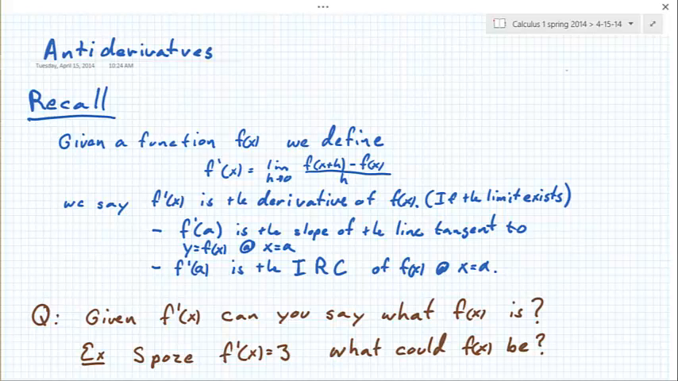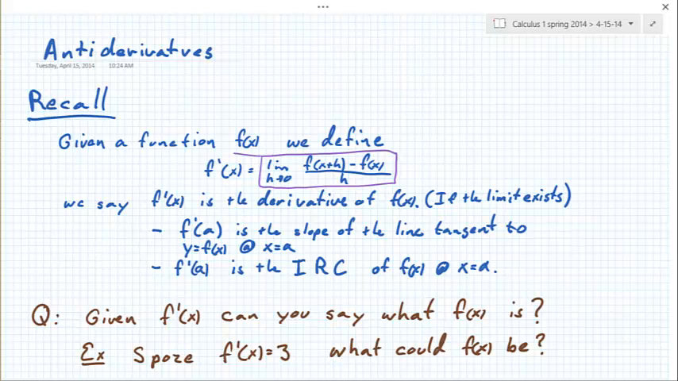So just quickly, even though this starts to get old hat by this time, recall that given a function f of x, so pretty much all the functions we deal with in this course, we define f prime of x as this limit, the limit as h goes to 0 of f of x plus h minus f of x all over h. And we say f prime of x is the derivative of f of x, if the limit exists, right? It doesn't exist for all functions at all points, but most of the functions we deal with are pretty nice.